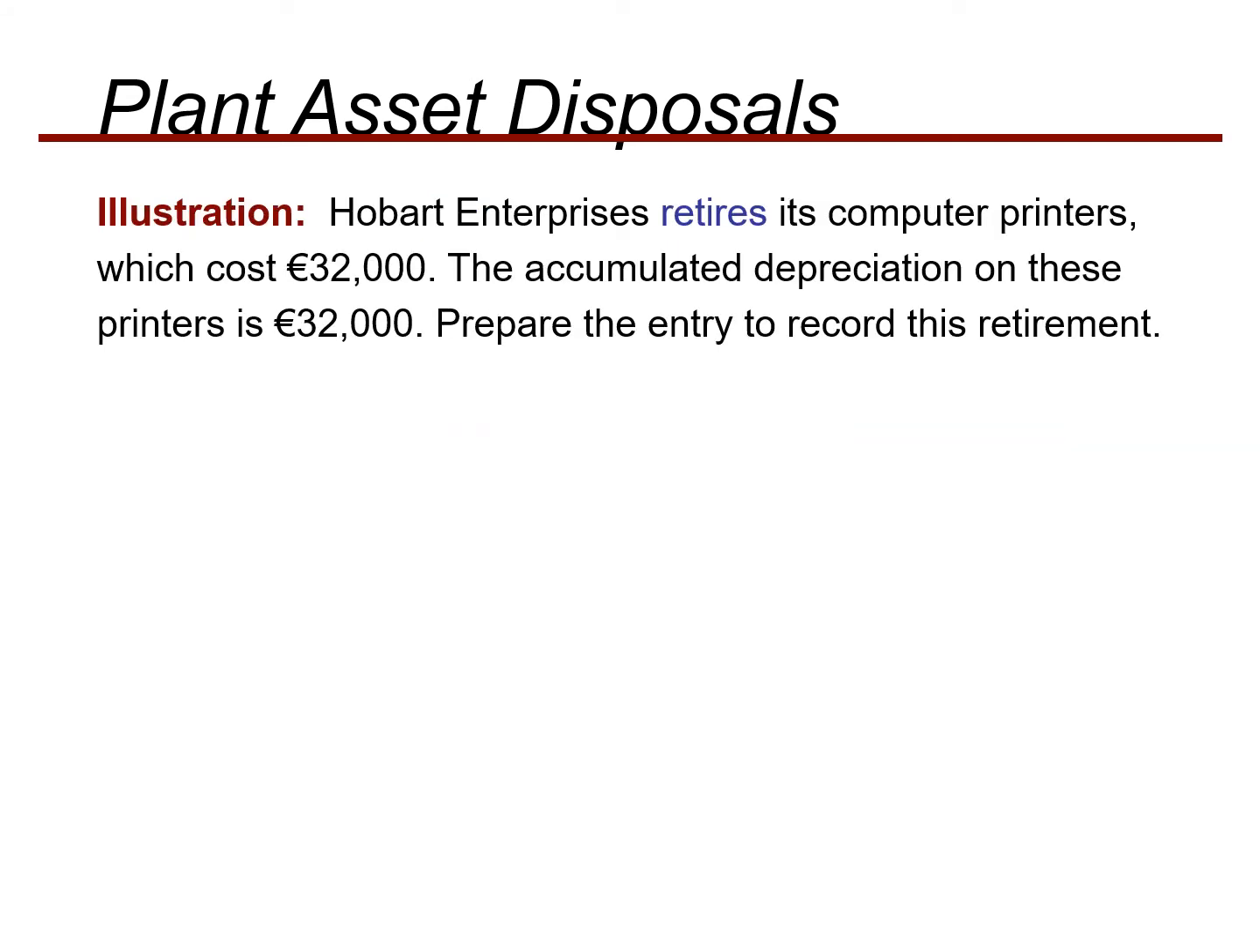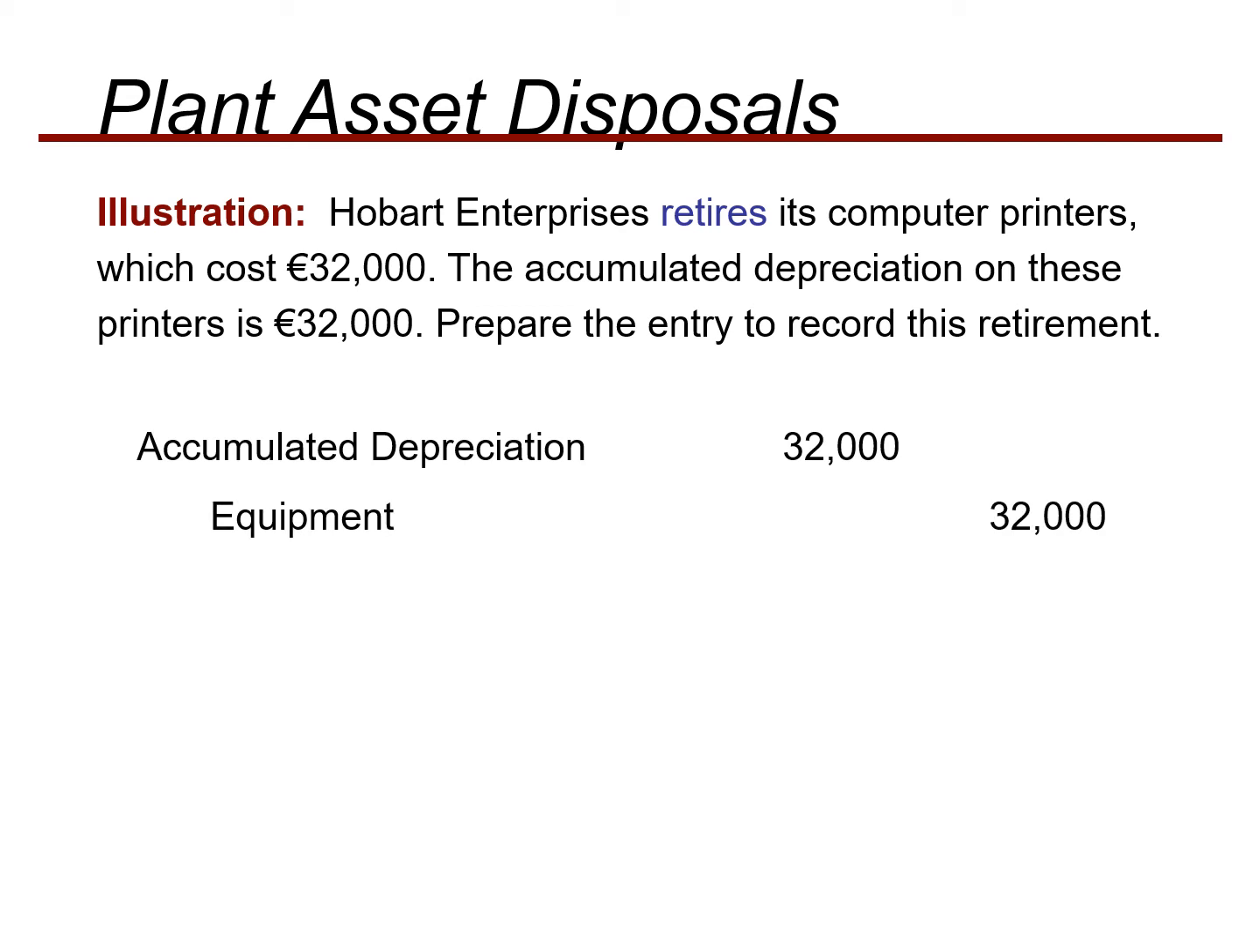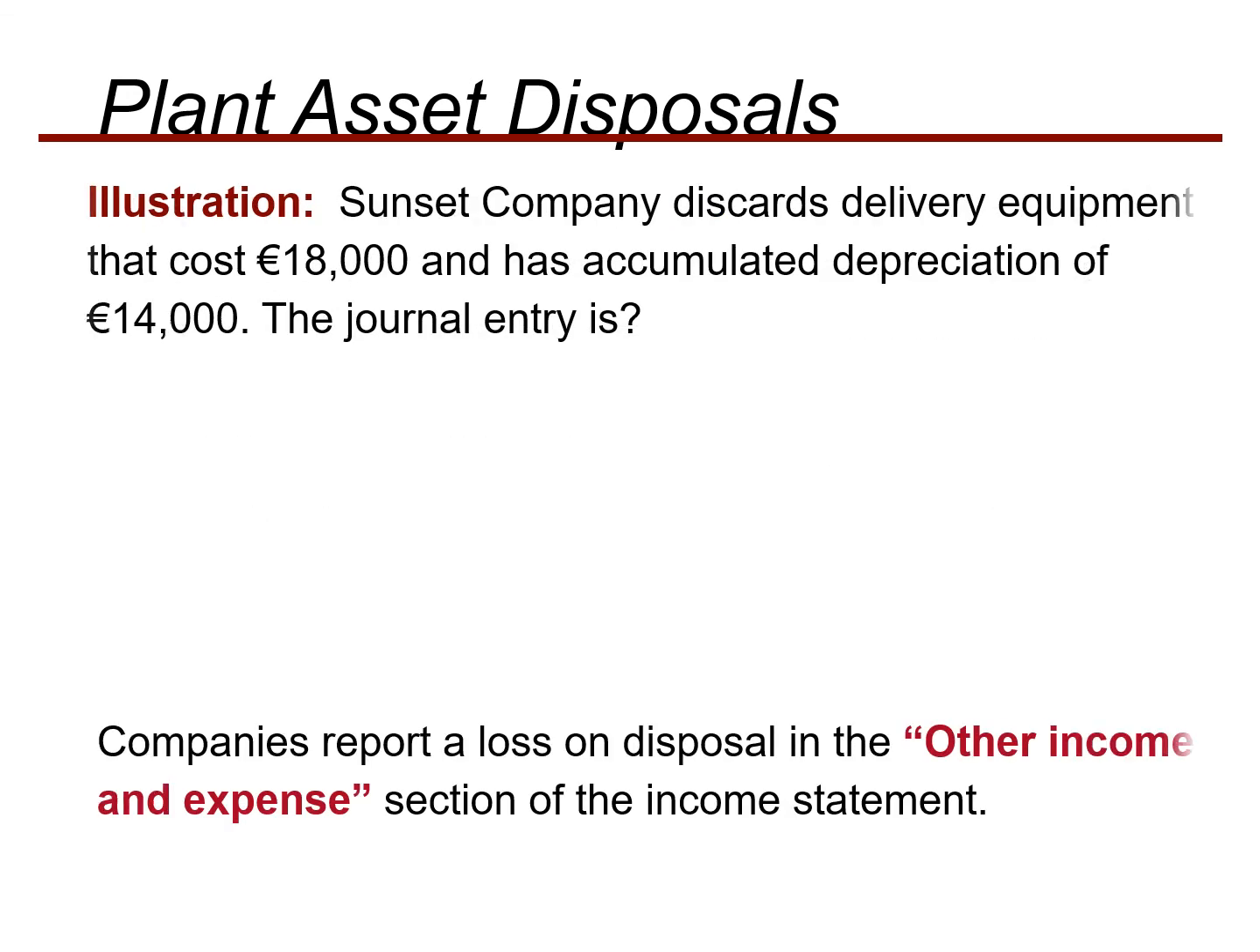Now, seeing an example of retirement of an asset: Hobart Enterprises retires its computer printers, which cost 32,000. The accumulated depreciation on these printers is 32,000. Prepare the entry to record this retirement. So obviously, accumulated depreciation 32,000 and equipment 32,000. There is no gain or loss on the retirement of this asset.